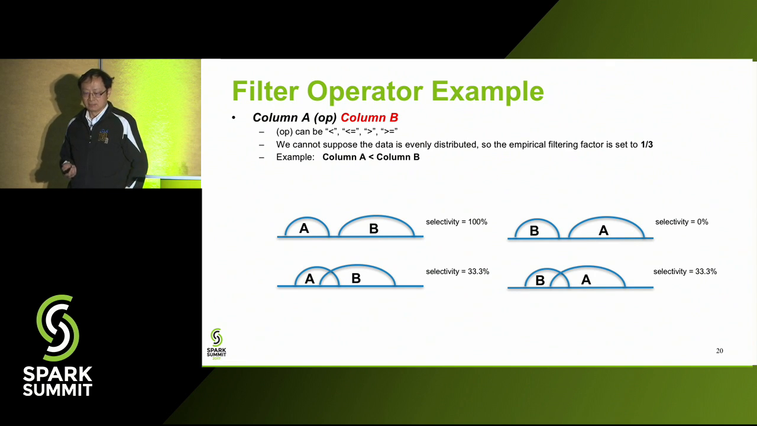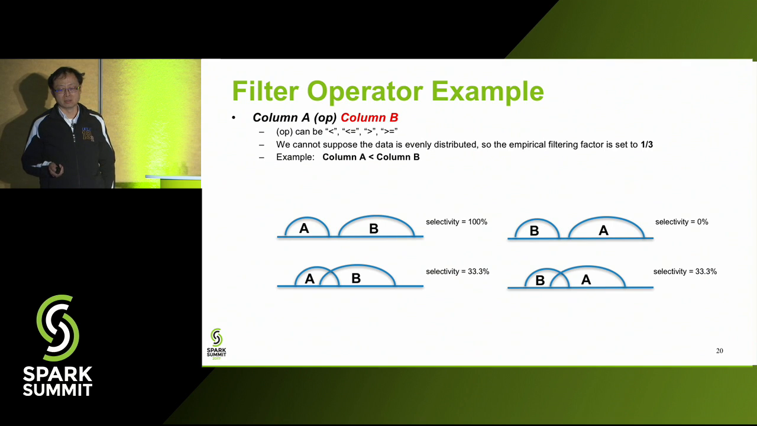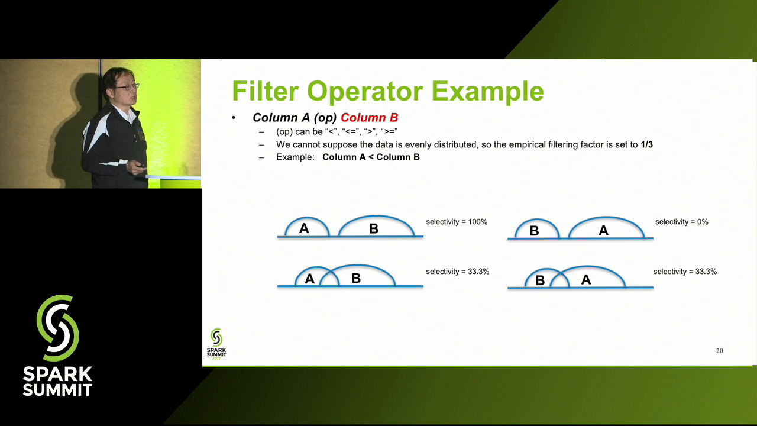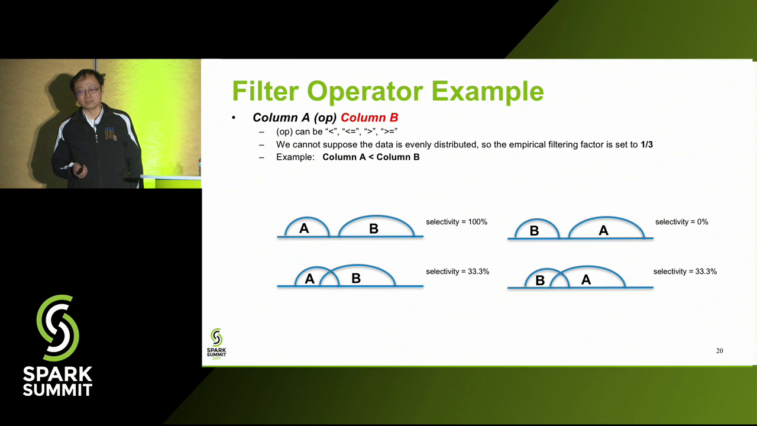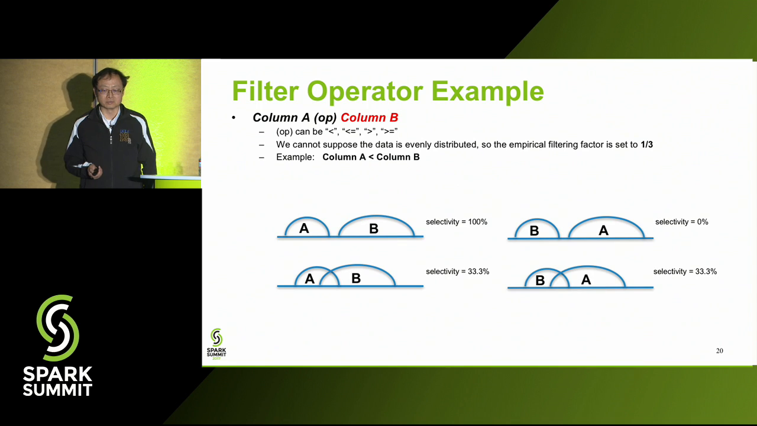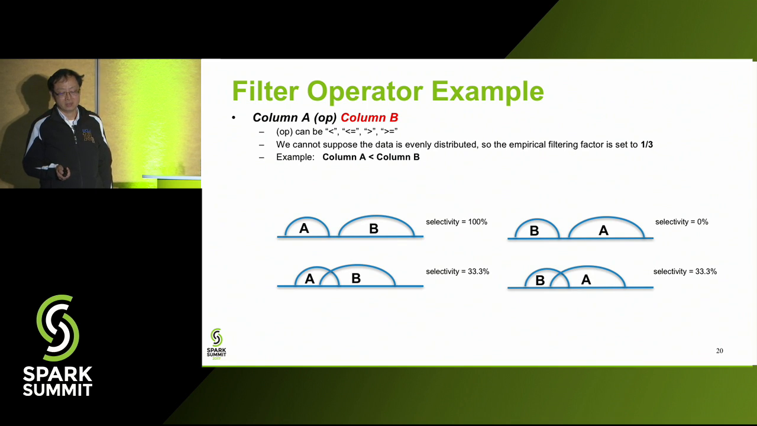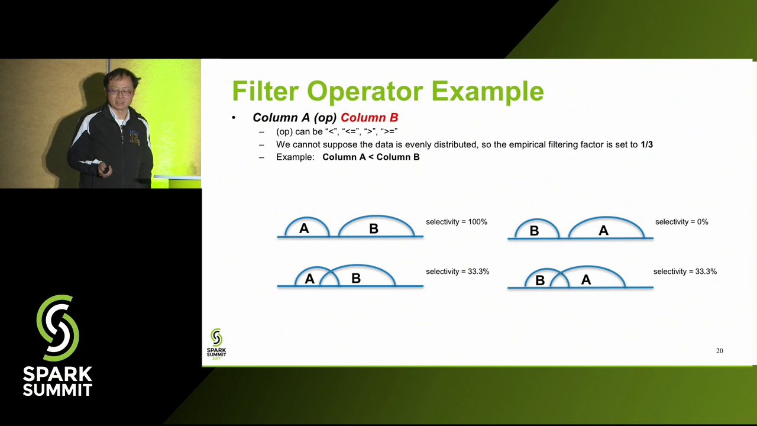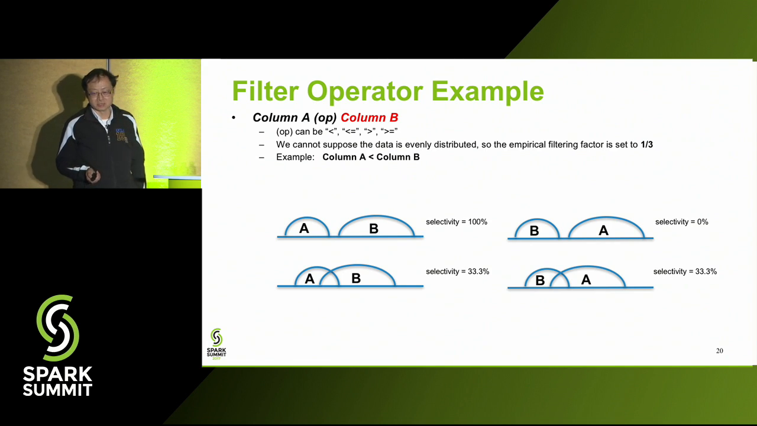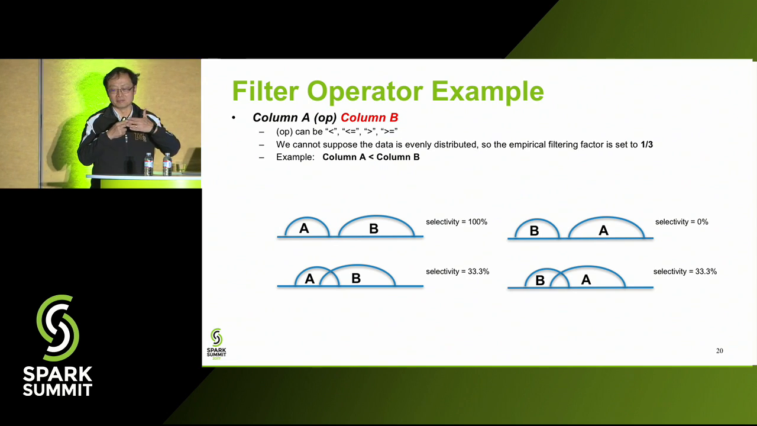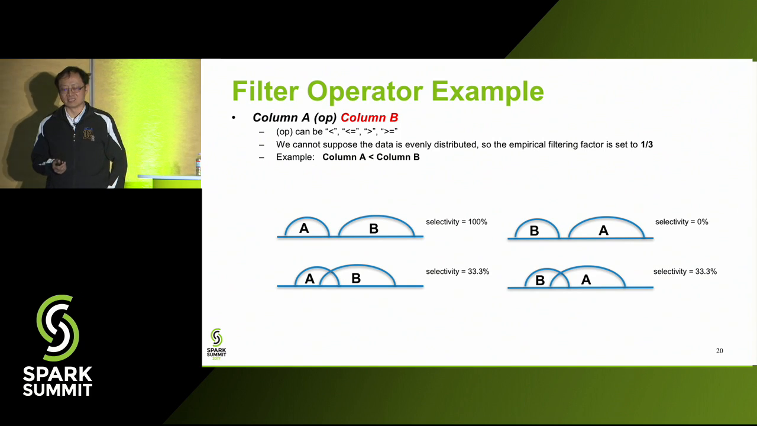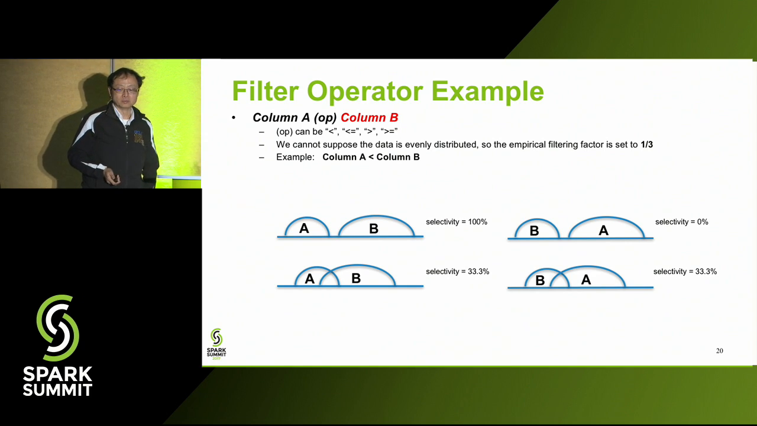For that case, it depends on whether column A's values and column B's values have some overlap. If the entire column A's range is smaller than the entire B's range, then the selectivity is 100%. All the records can meet the condition. On the other hand, if the entire B's range is less than A's range, then the selectivity is 0%. If there's an overlap, where some range of A is smaller than B, or B is less than A, then we use an empirical value, which is 33%.